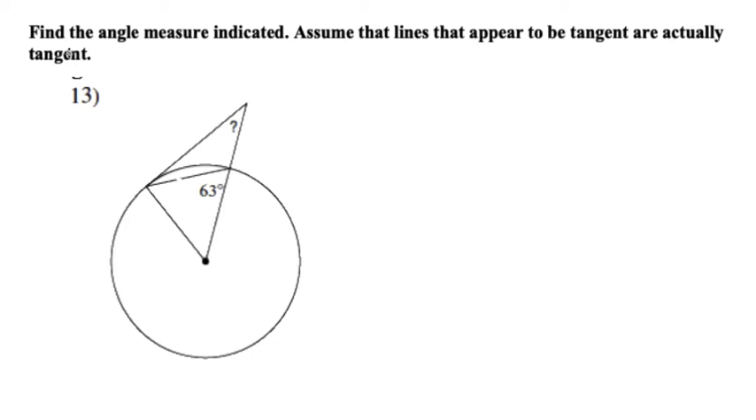So on this next one, find the angle measure indicated, assume that lines appear to be tangent or actually tangent. So please bear in mind that this and this are a radius. If these two are radii, that means they're congruent, which means this is an isosceles triangle. So if I look at this triangle right here, formed by these lines, that chord there and those two radii, that means if this is 63, this has got to be 63.